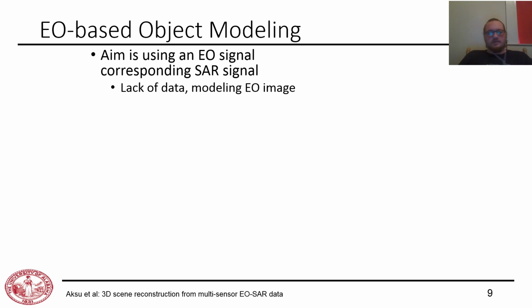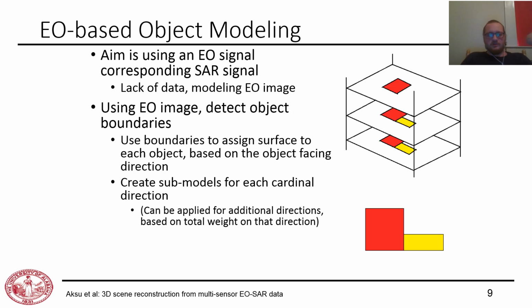EO-based object modeling uses an electro-optical signal corresponding to the same SAR signal. However, due to lack of data, we are not able to use actual electro-optical based object modeling here, so we are creating an EO image model for this work, which is precisely what we aim to do when we have the electro-optical image itself. So, using an electro-optical image, you can detect object boundaries.